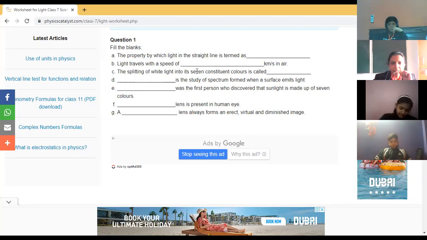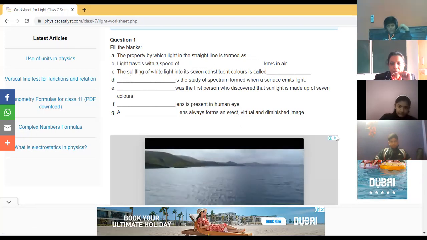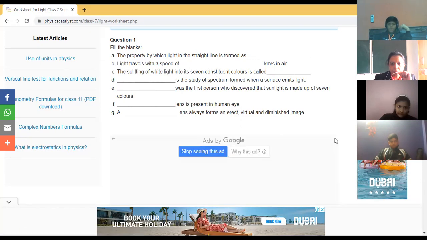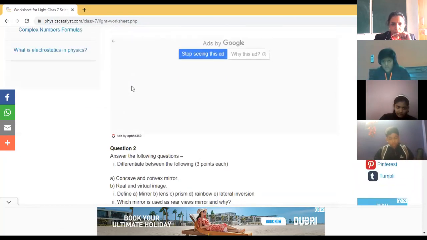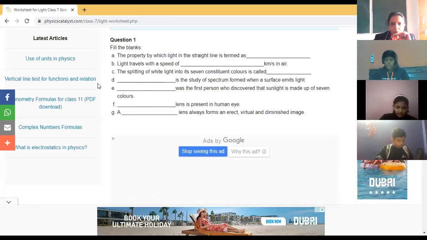C part: the splitting of white light into 7 colors. Sharma? Ma'am, dispersion. Dispersion. Okay, good. D part: dash is the study of the spectrum formed when a surface emits light. We need to check what that phenomenon is known as. The study of the spectrum formed when that surface emits light.